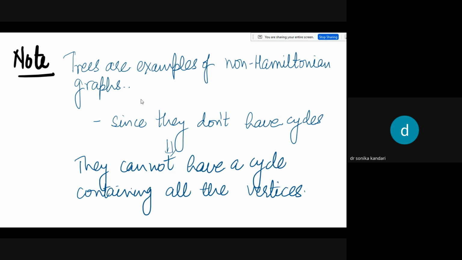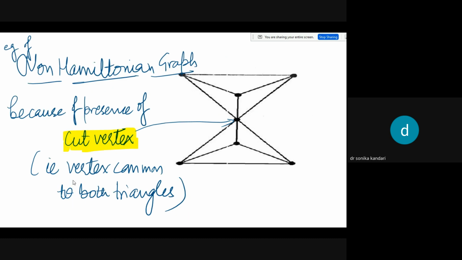And what is a non-Hamiltonian graph? Yes, trees. Any tree is non-Hamiltonian, because in a tree there is no cycle. So it is a non-Hamiltonian graph. Fine. Is it clear? See, this is a graph. Is this Hamiltonian or not?